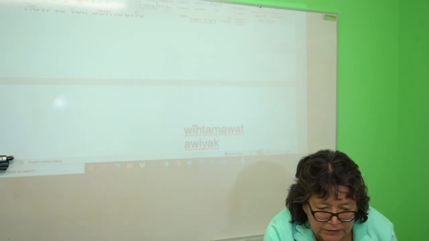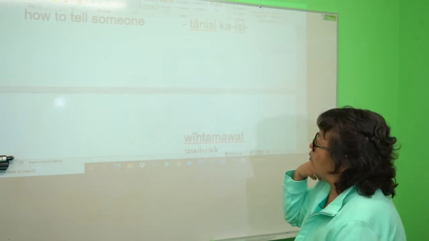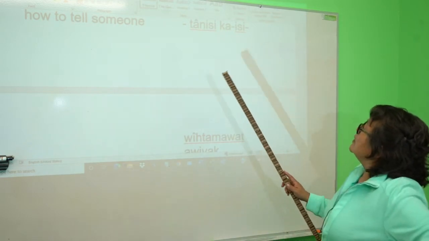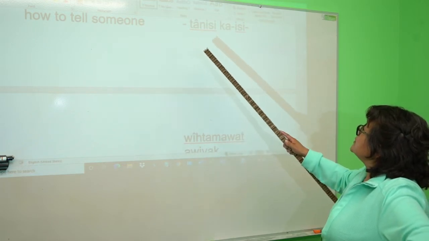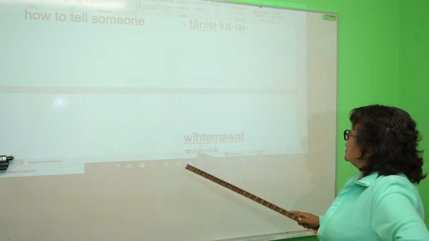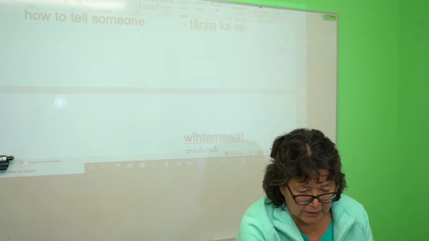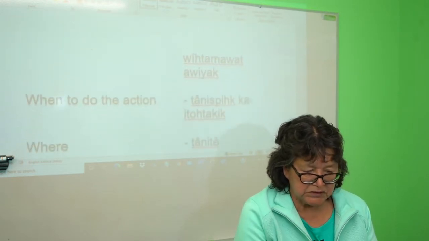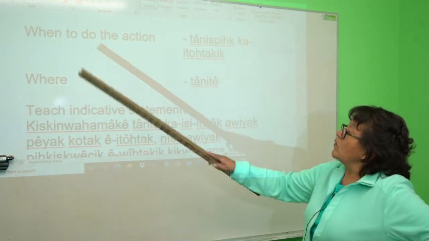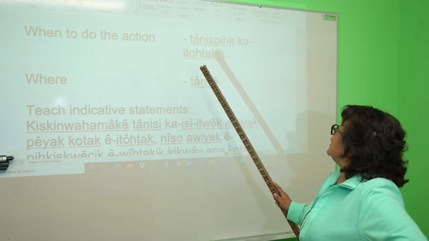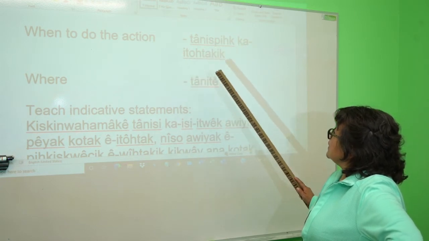Okay, here, let me see if I can fix this somehow. How to tell someone: Danisi ka isi wi tama wat awiak. With this one, like I said, I was just doing the translations the way I thought of them. When to do the action: Danispi ka itotahkik.